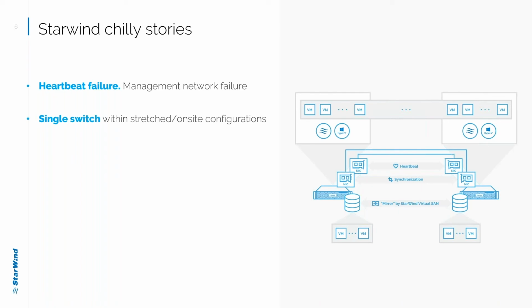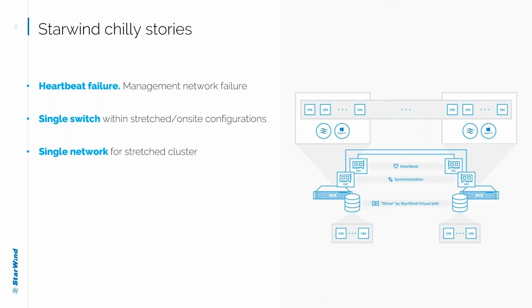Okay, second one. That's the single switch within stretched or on-site configurations. Imagine you have a couple of nodes that need to be connected to each other, and you want them to be connected via a switch. Don't use a single switch, please. A single switch is always a single point of failure, no matter what the scenario is. Use at least a pair of stacked or trunked switches to connect the nodes.